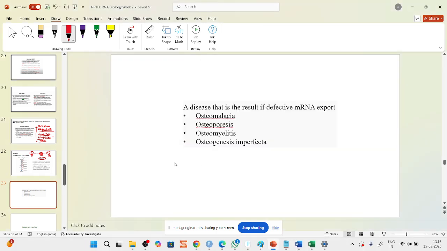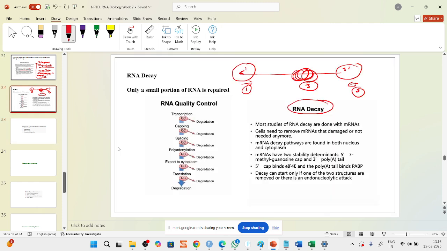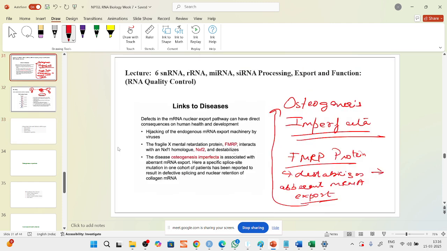The correct answer is osteogenesis imperfecta. So here only we have studied this, that if there is any defect in FMRP, the FMRP gets destabilized and there is aberrant mRNA export that happens, and this is known as osteogenesis imperfecta.